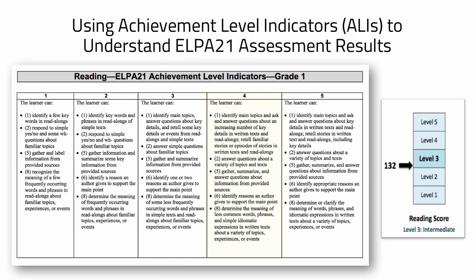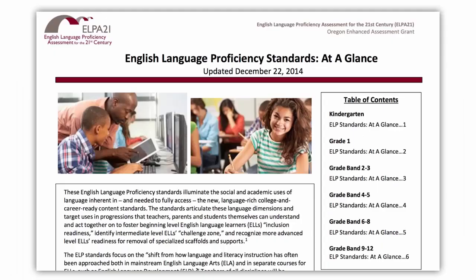In addition, knowing that level 4 represents descriptions of engagement with grade level content at a level comparable to non-ELs, you might look to the descriptors in the level 4 column to inform your expectation of what you want your students to be able to do as they progress toward independent participation in grade-appropriate activities.